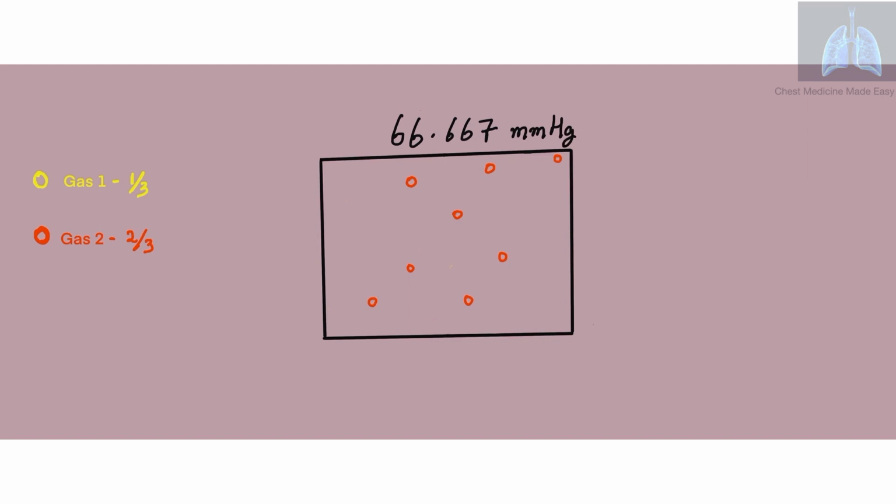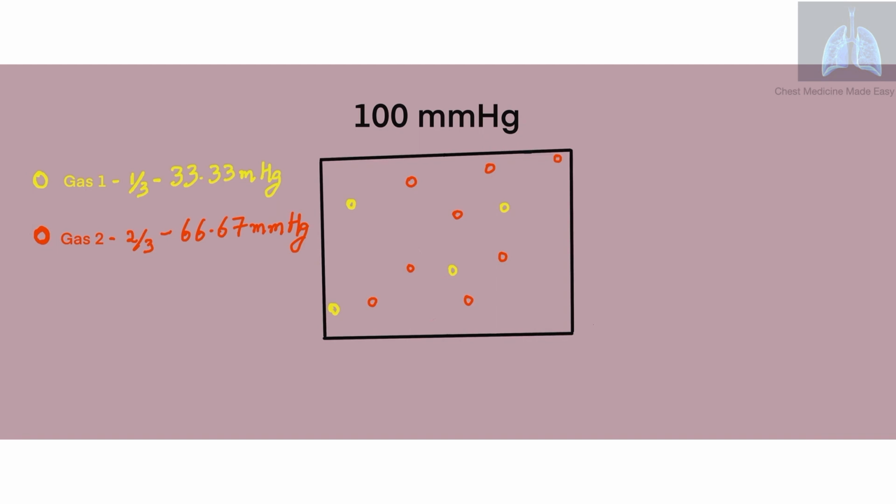Suppose the situation was reversed and you removed gas 2 such that only gas 1 was remaining in the same volume. Gas 1 would exert 33.33 millimeters of mercury. That is 1/3 of the total pressure. And both gases together will exert 100 millimeters of mercury pressure. So the partial pressure in this example for gas 1 is 33.33 and gas 2 is 66.67. And you would also notice the sum of the partial pressures equals the total pressure, which is 100 millimeters of mercury.